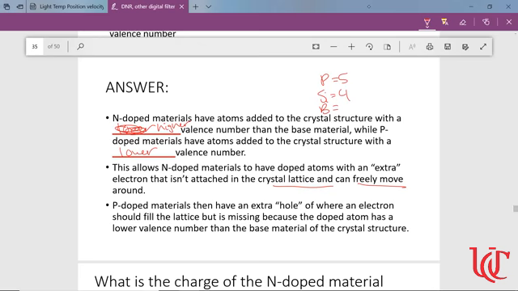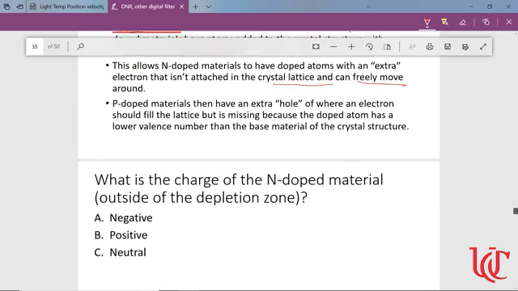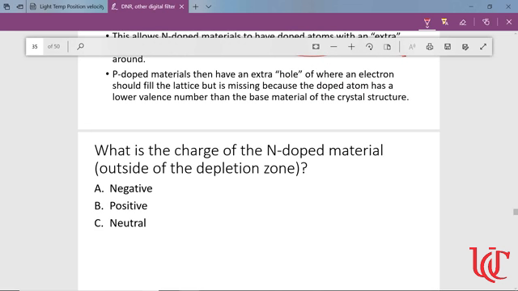What are the charges of our N-doped material outside of that depletion zone? So not counting that area right next to where it's going to hit a P-doped material. Is my N-doped material negatively charged, positively charged, or neutral? You can talk to your neighbors, see what you think. I'm going to ask everyone to vote in a minute.